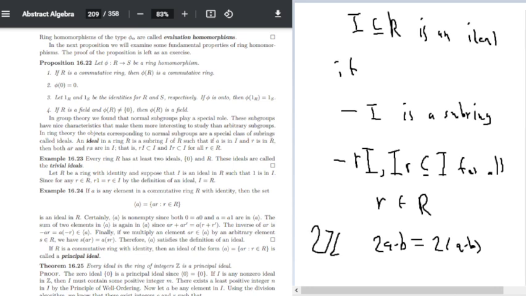Oh man. Alright. An ideal is alright, then both alright.